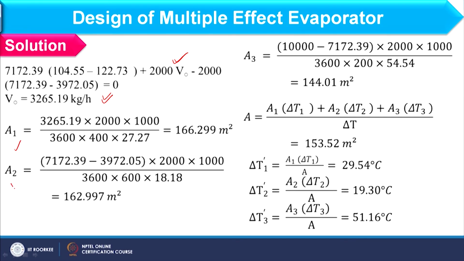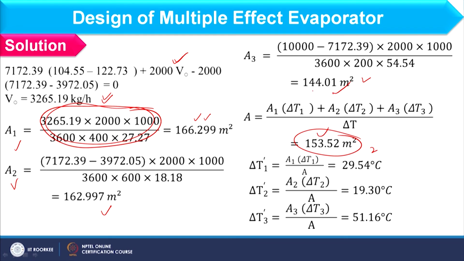Now we can find the area of each effect. The area of the first effect you can simply find based on the rate equation, which comes out as 166.299. A2 you can find as 162.997, and A3 as 144.01. The average area you can find as 153.52. From here you can see the deviation, and so we require a second iteration.